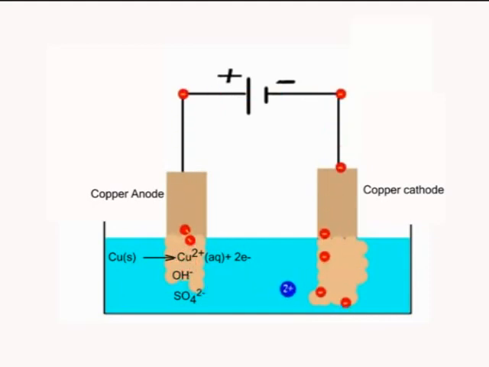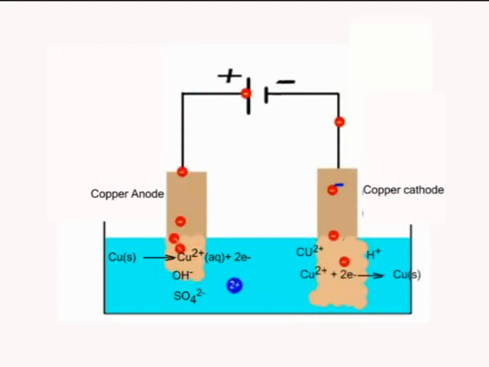At the cathode, there are hydrogen and copper ions, and again the copper ions are preferentially discharged to form copper solid that is deposited on the surface of that electrode. So we observe that the anode is losing mass and the cathode is gaining mass.